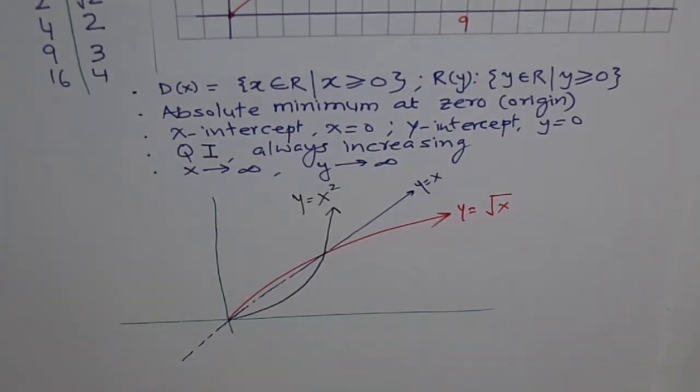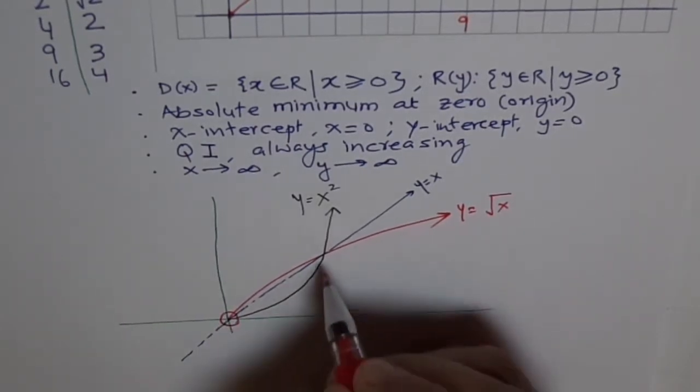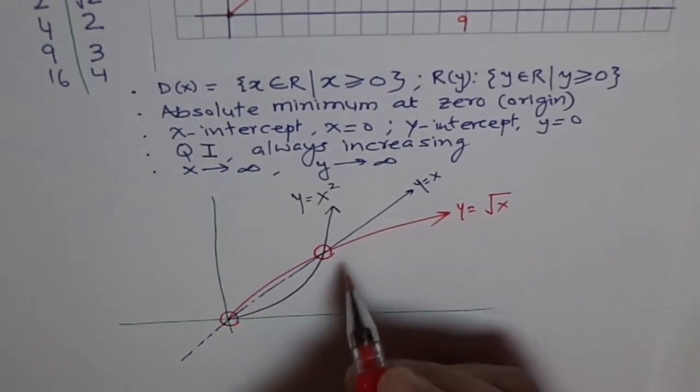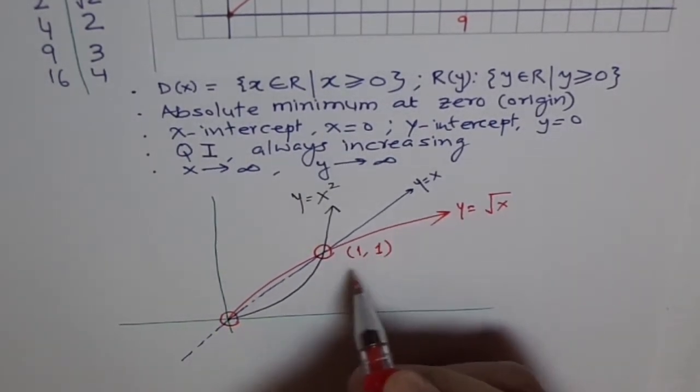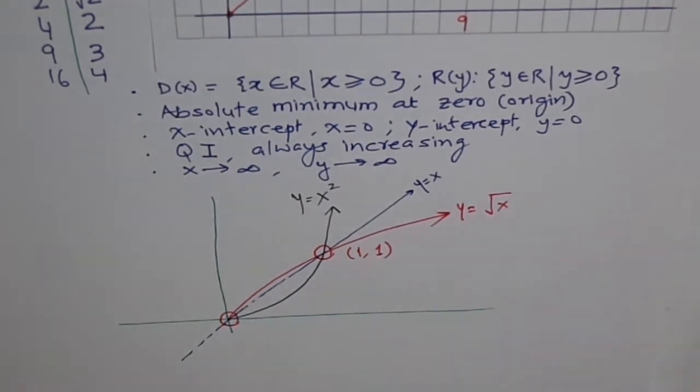Now, this is a very interesting question, normally asked in the test. If you have in quadrant 1, that is x greater than or equal to 0, y equals x squared, y equals x, and y equals square root x, the three parent functions, then what are the similarities and what are the differences between them? One similarity, all go through origin, correct? Second, this point. Can you tell me what is this point? This point is (1, 1), correct? 1 squared is 1, 1 equals 1, and square root of 1 is 1. So this point is common to all three functions.